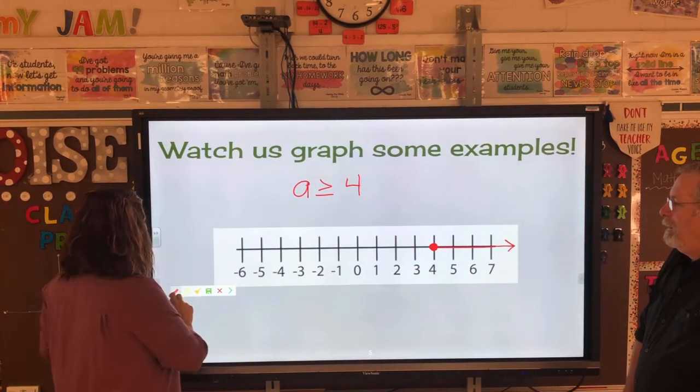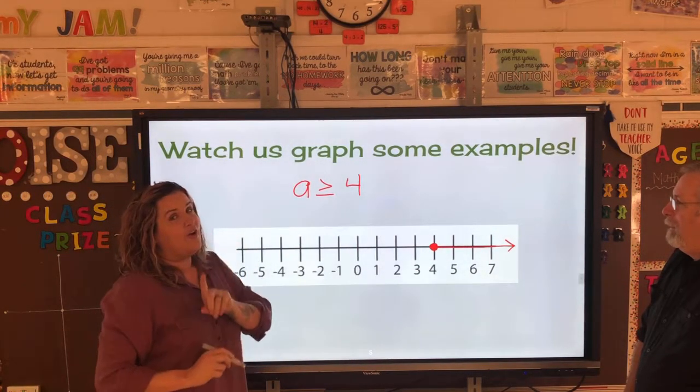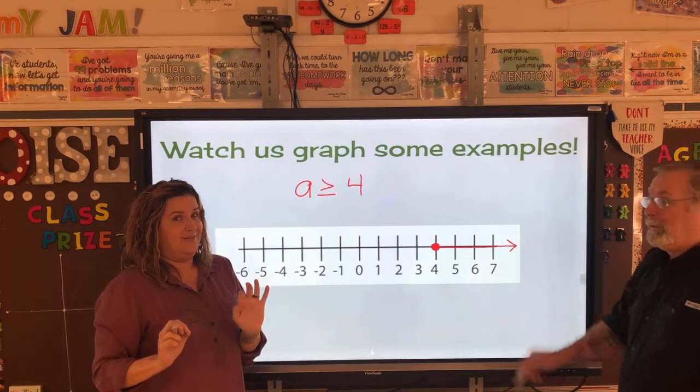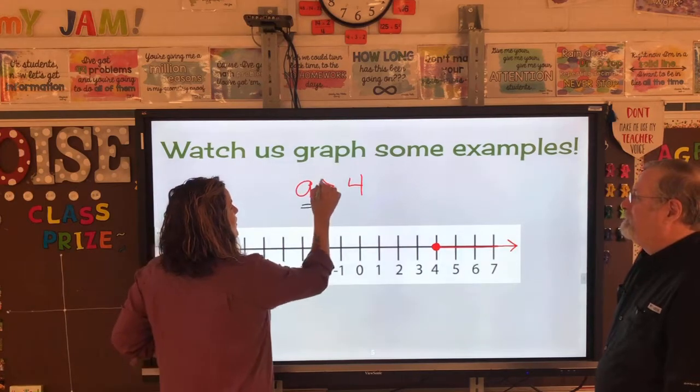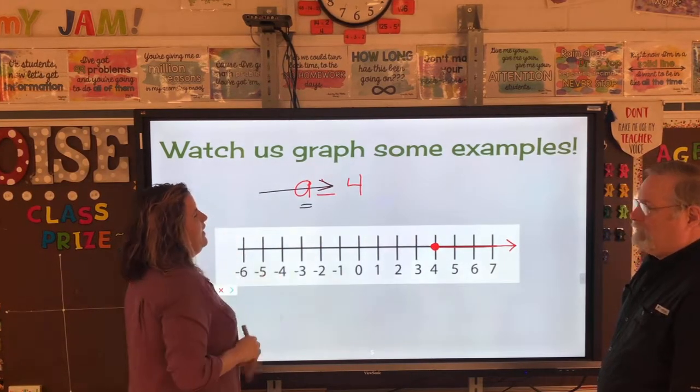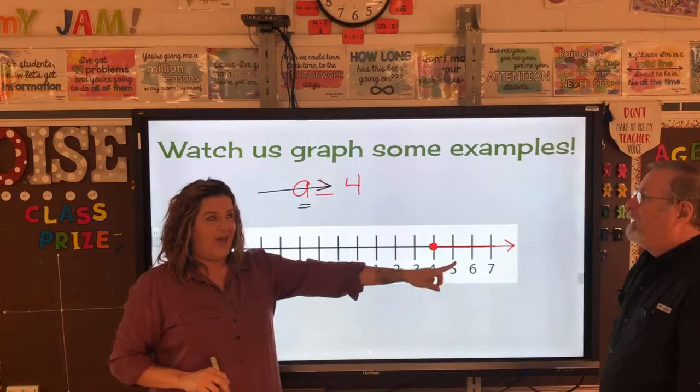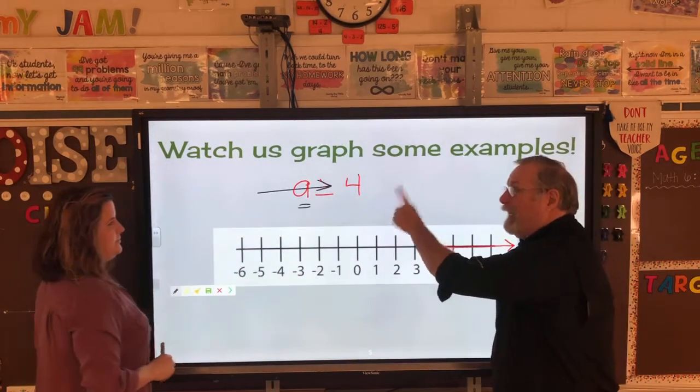Little trick, this is kind of cool. If your variable is first, and only if your variable is first, then the inequality sign is the arrow. I'm going to go that way. But the variable has to be first.